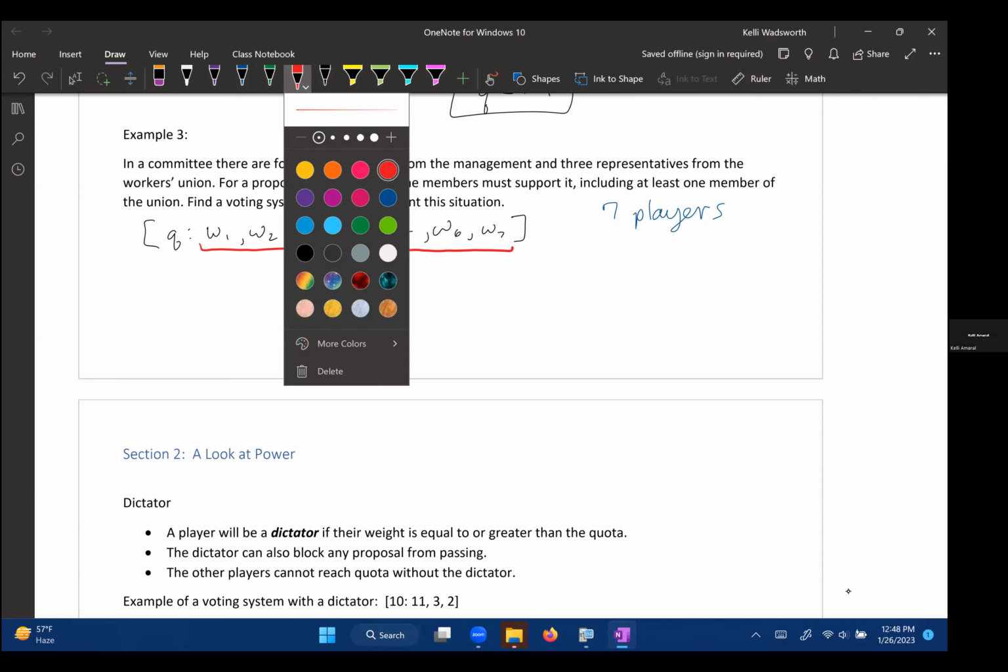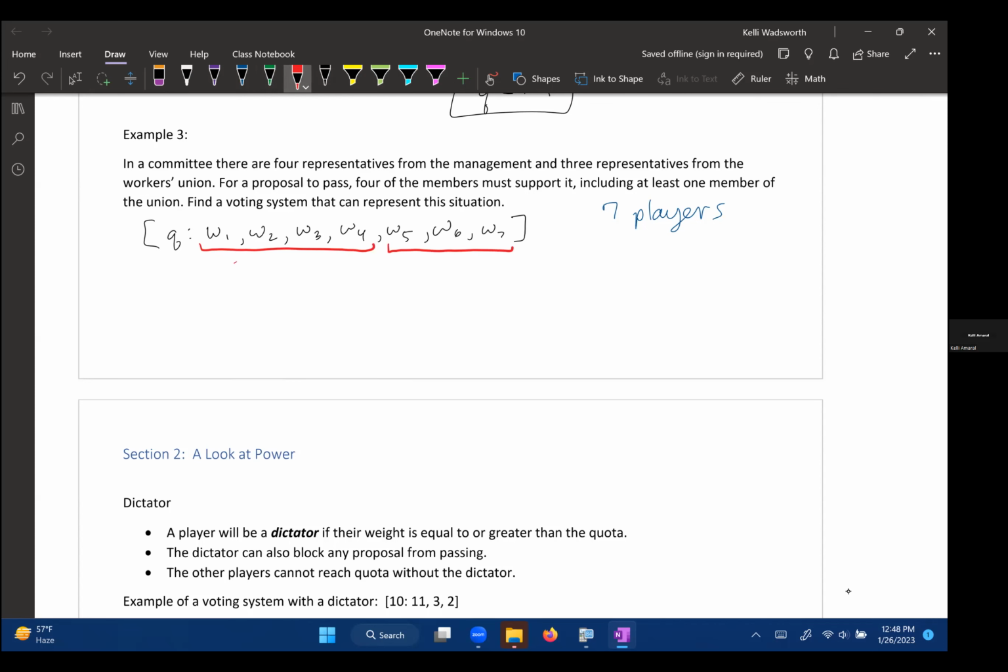Now let's call the first 4 players the management, and these last 3 the union. It doesn't have to be that way. I'm just saying let's call that, right? So let's call the first 4 players, those are the management people, and then the last 3, those are the union people. So players 1, 2, 3, 4 are the management votes, and players 5, 6, 7 are the union.